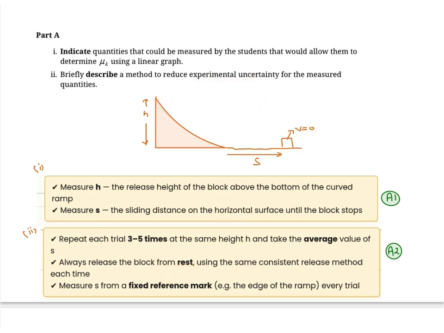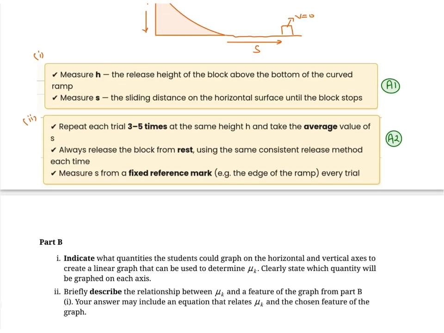Make sure that all the measurements are done from a fixed reference mark. So for stopping distance, this should be the reference mark. For height, this should be a reference mark. And for the same height, you have to conduct this experiment 2-3 times, and then take the average value of s. So all this will ensure that the experimental uncertainty associated with the measured quantity is decreased.